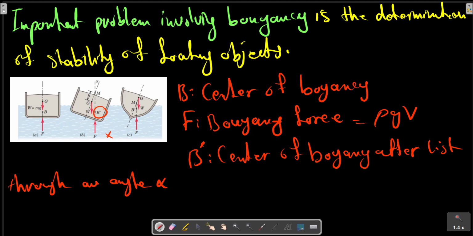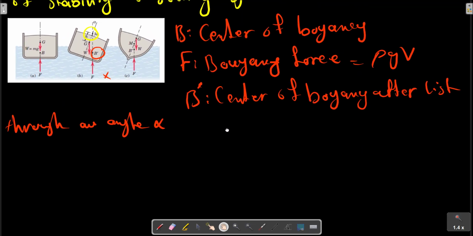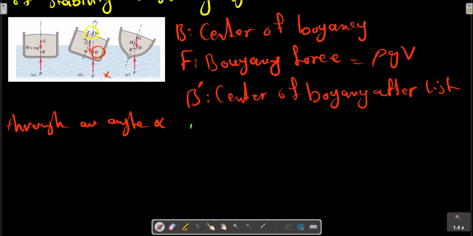The point of intersection of the vertical line through B' with the center line of the ship is called the metacenter. M is the metacenter. The distance of M from the center of mass G is called the metacentric height.